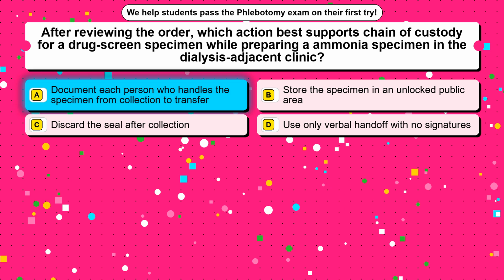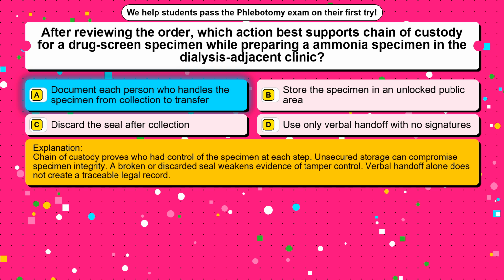The correct answer is option A. Document each person who handles the specimen from collection to transfer. Chain of custody proves who had control of the specimen at each step. Unsecured storage can compromise specimen integrity. A broken or discarded seal weakens evidence of tamper control. Verbal handoff alone does not create a traceable legal record.